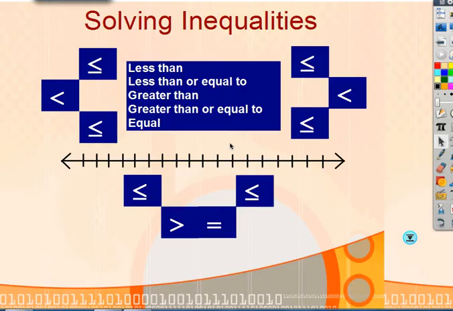Solving inequalities. Notice the following words: less than or equal to, greater than or equal to, and equal. Those are all words that are used for inequalities. Equal is only used for equations.